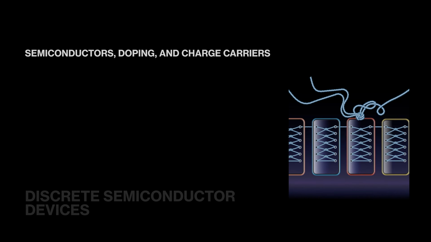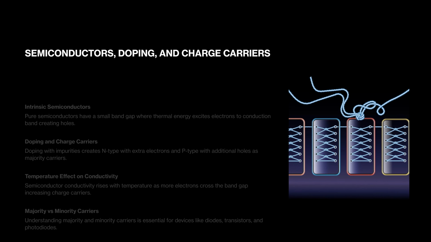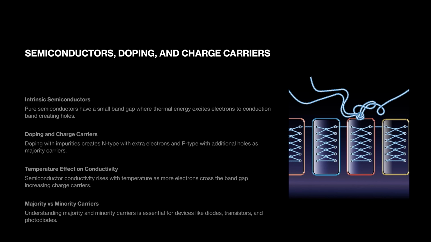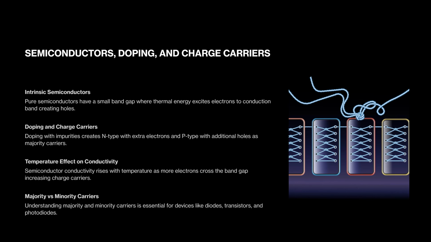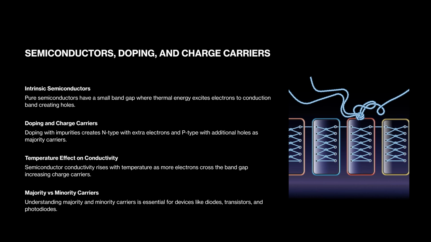Semiconductors, doping, and charge carriers, MOSFET structure and switching behavior, Zener diodes and voltage reference circuits. Semiconductors form the foundation of all modern electronics and are characterized by a small energy band gap between the valence and conduction bands. In intrinsic, pure, semiconductors such as silicon, thermal energy at room temperature excites a small number of electrons into the conduction band, leaving behind holes in the valence band. Both electrons and holes act as charge carriers and contribute to conduction.